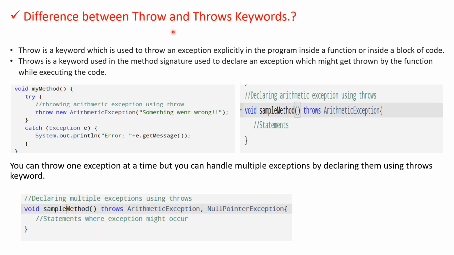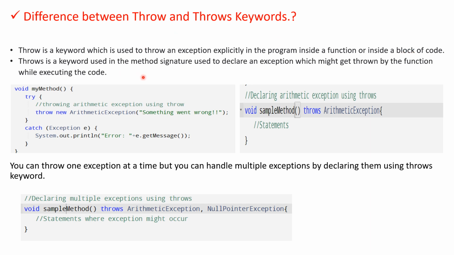Difference between throw and throws keywords. It is one of the most favorite and frequently asked questions by any interviewer. Both are keywords, but what is the difference and where do we use them? throw is a keyword used to throw an exception explicitly in the program, inside a function or inside a block of code.